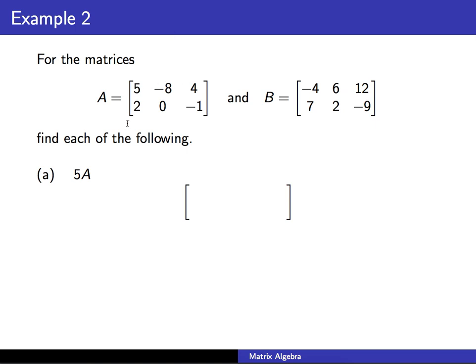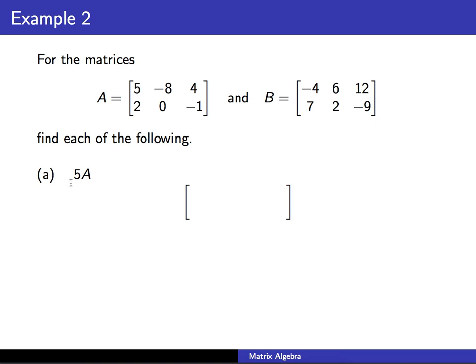So example 2: for the matrices A and B, where A is 5, -8, and 4, and in the next row 2, 0, and -1, and B is -4, 6, and 12, and in the next row 7, 2, and -9, we're going to find each of the following. For this part, we're going to take matrix A and multiply it by 5.